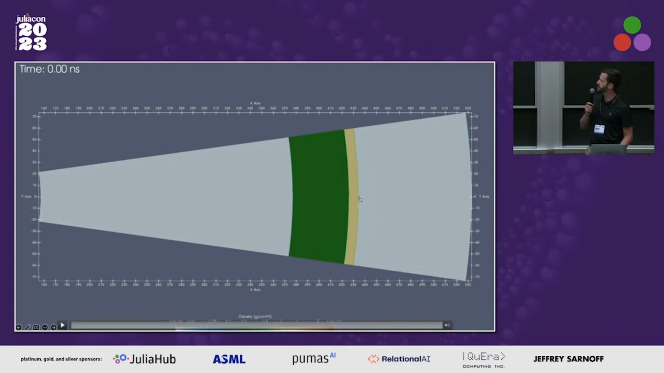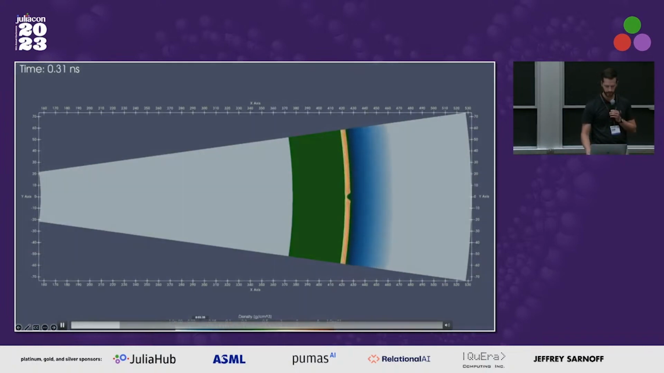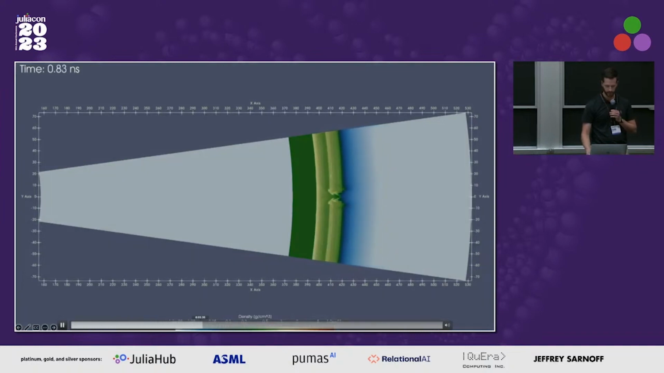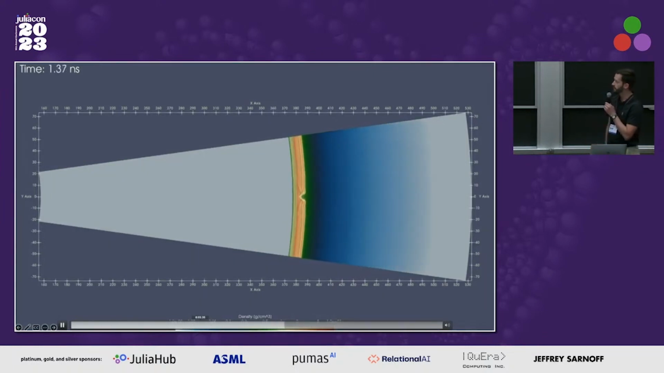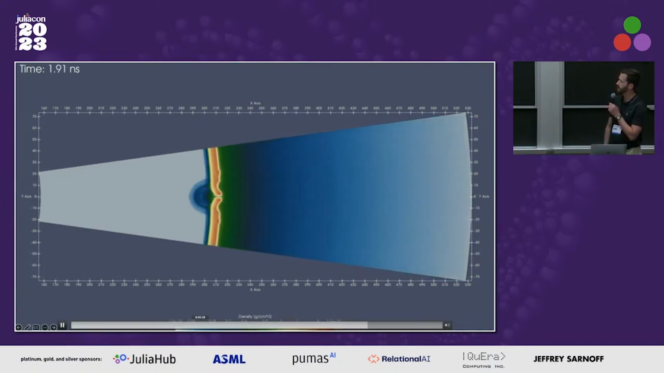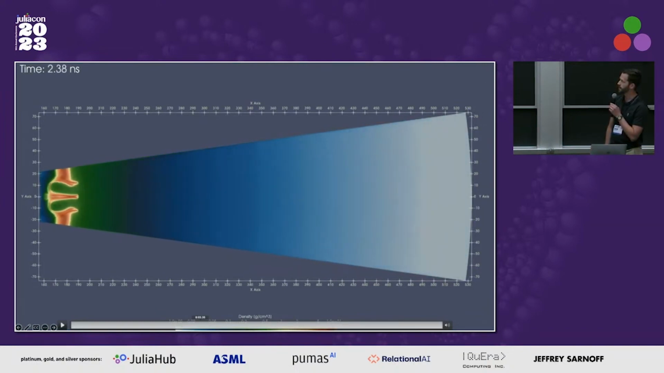Again, here's a result from a simulation. We have a defect here. This is a plastic layer, a layer of ice, and gas on the inside. And the laser beam will be coming in from the right. It will melt the plastic and drive a shock inward. We can see multiple shock waves, and then obviously the impact caused by the defect.